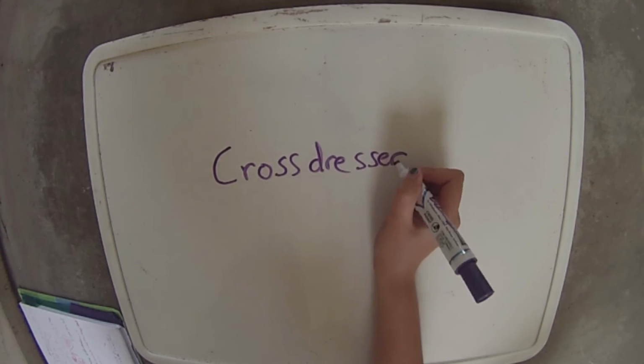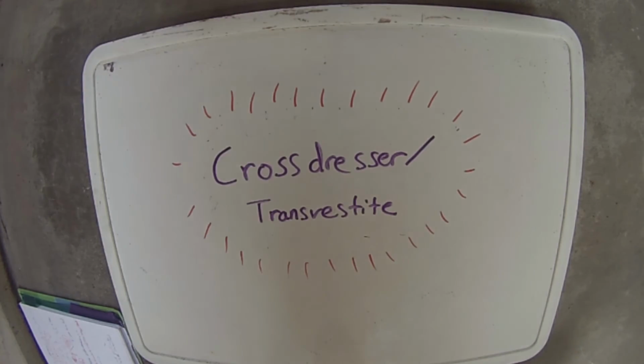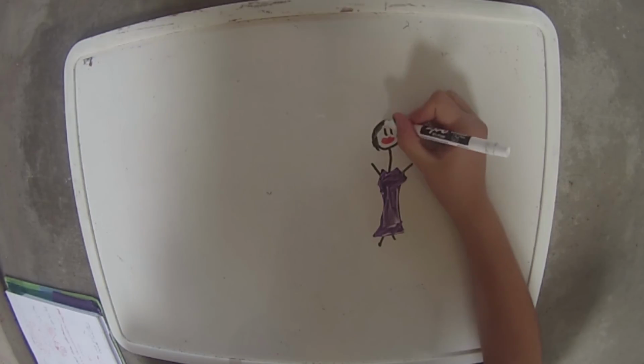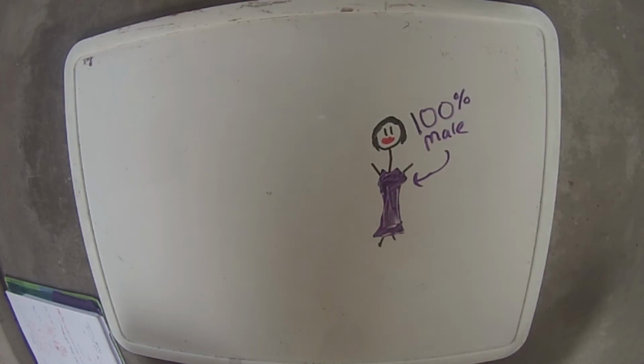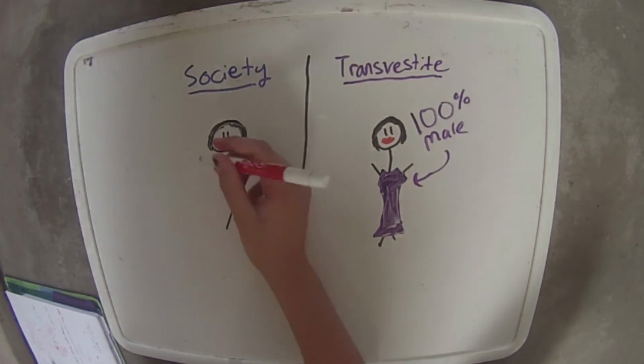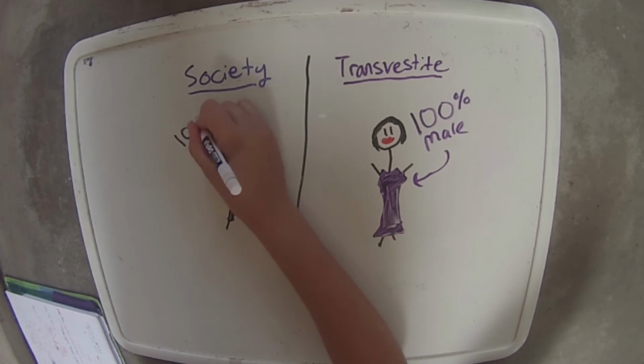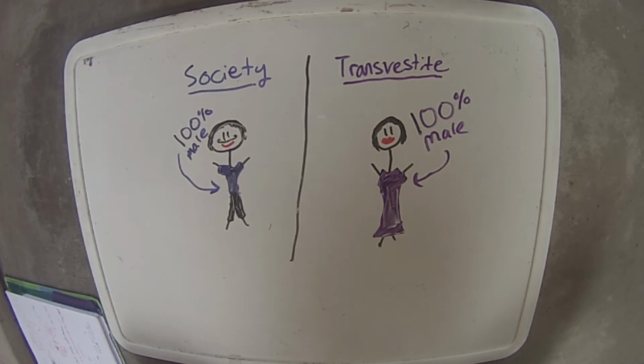Before we wrap up this video, I'd like to quickly clarify the term crossdresser. A crossdresser or transvestite steps outside of the norm only in how they express themselves. For example, just because a man likes to wear dresses, it doesn't mean his gender identity isn't wholly male. The only thing being a transvestite means is that you like to express your gender identity differently than what society deems normal for your gender.